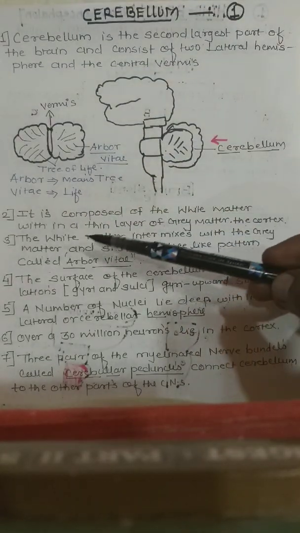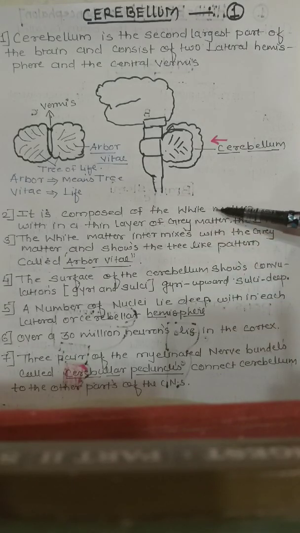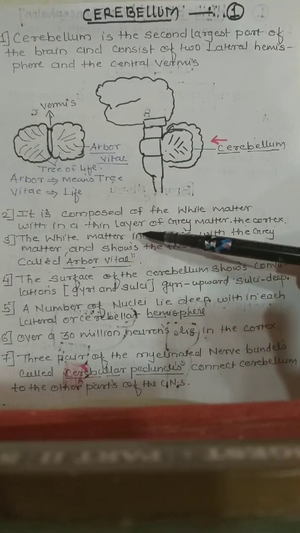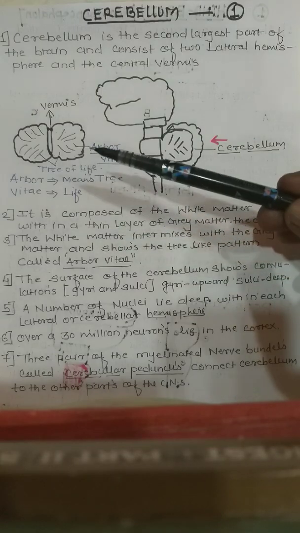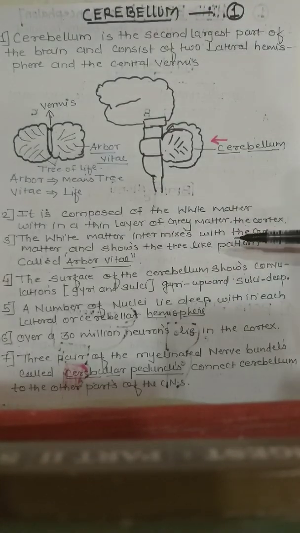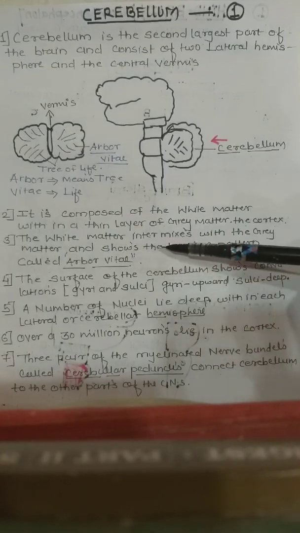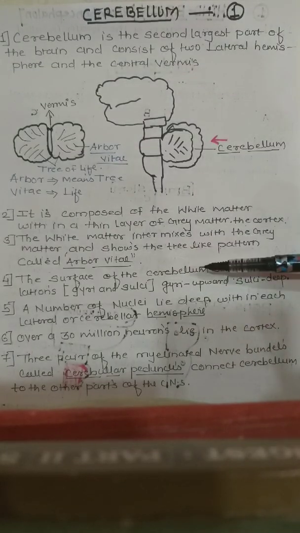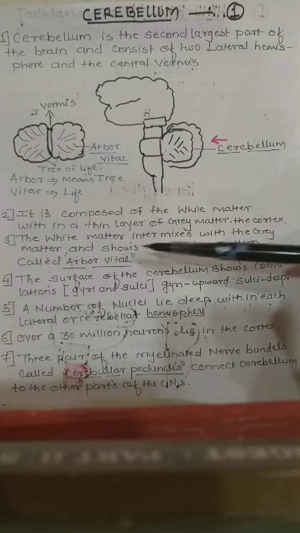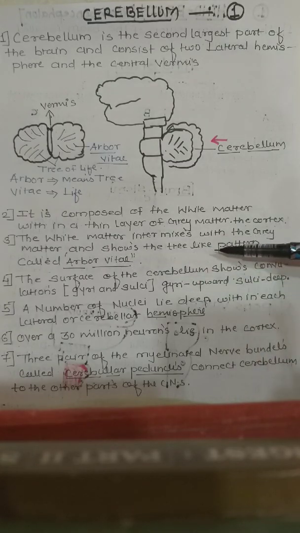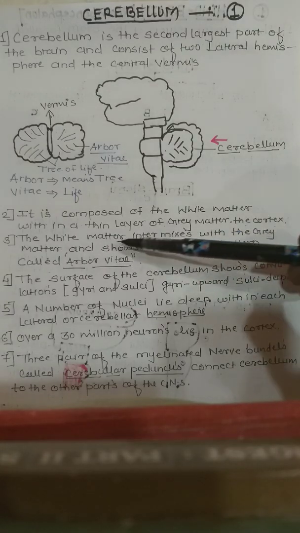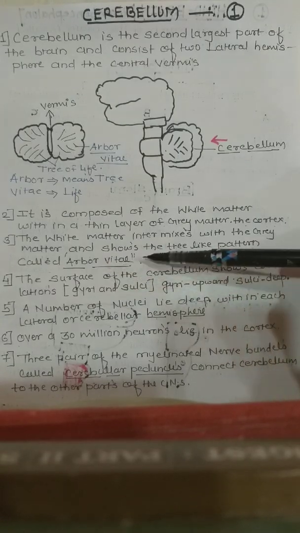So it is composed of white matter within a thin layer of gray matter at the cortex region. The white matter intermixes with the gray matter and shows a tree-like pattern, and that forms the arbor vitae.